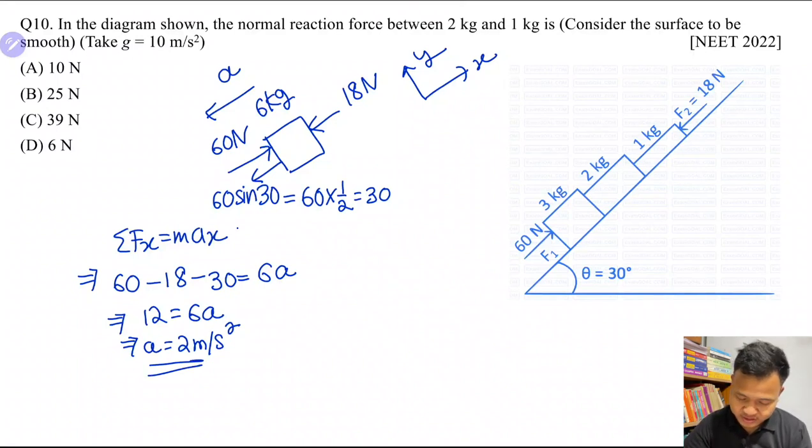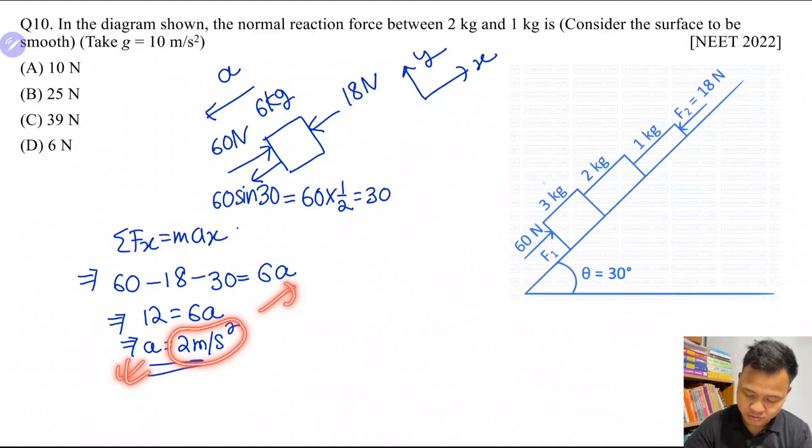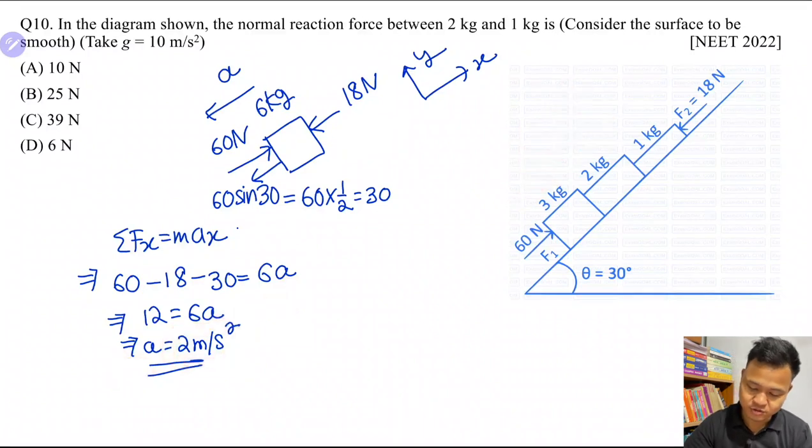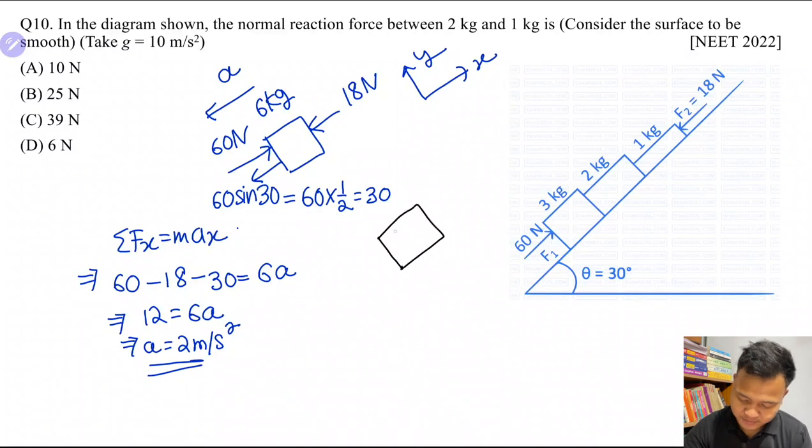So here the acceleration is positive, plus 2 meter per second square. This means that the acceleration is upwards. Actually the whole thing is going upwards with 2 meter per second square. Now I'm going to draw the 1 kg block here. Along this side I have 18 Newton, and along this side I have mg sine 30. So mg is 10, sine 30 is 1 by 2, which is 5 Newton.